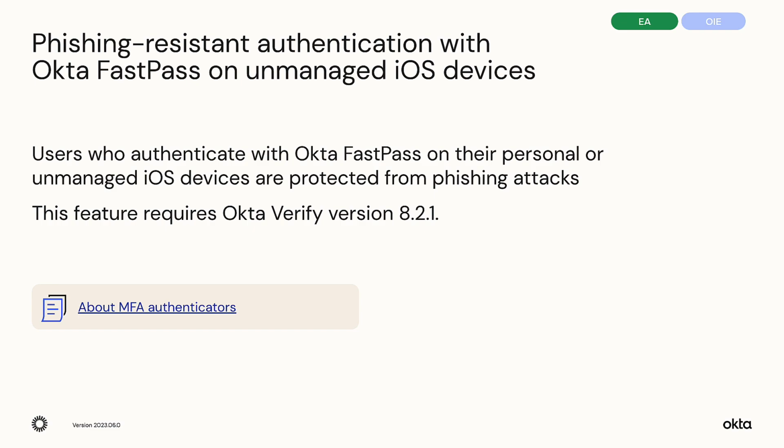To close this gap, Okta is rolling out phishing resistance for Okta FastPass on unmanaged iOS devices. With this change, users who authenticate with Okta FastPass on their personal or unmanaged iOS devices are protected from phishing attacks. This feature requires Okta Verify version 8.2.1.